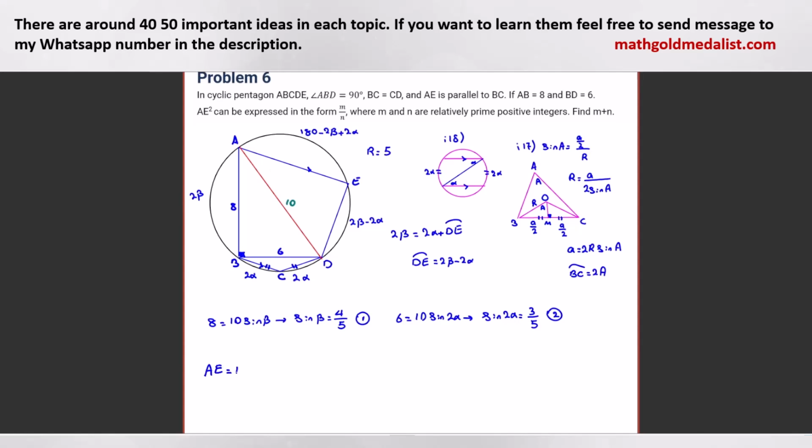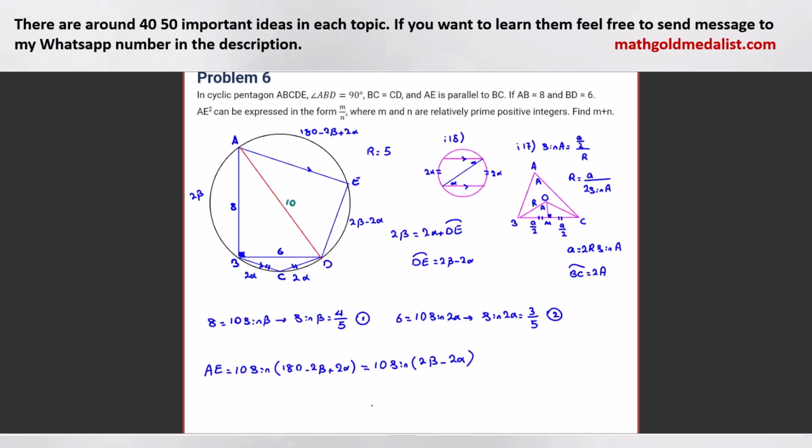Now I want to find AE. I know AE is 10 times sine of 180 minus 2 beta plus 2 alpha. It is equal to 10 sine of 2 beta plus 2 alpha. Let me check. Okay, here we said this. Okay, 2 beta minus 2 alpha. When the sum of two angles is equal to 180, their sines are equal.